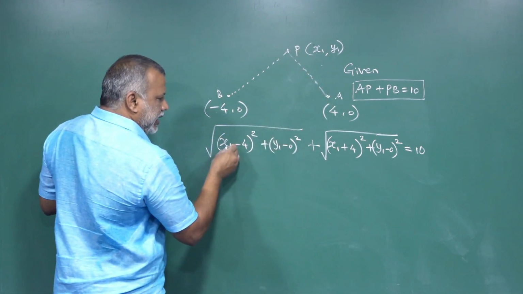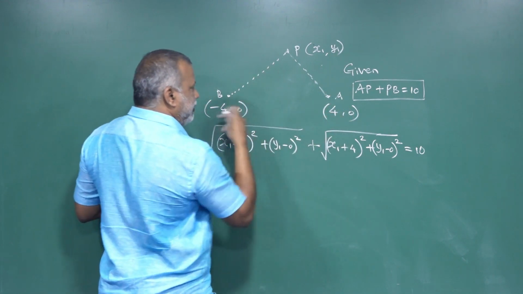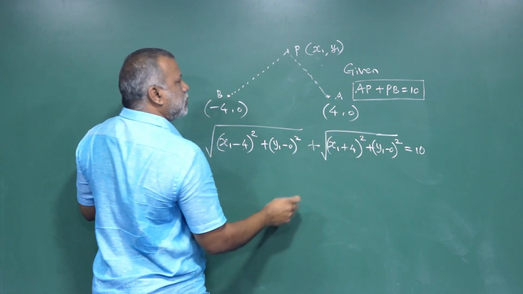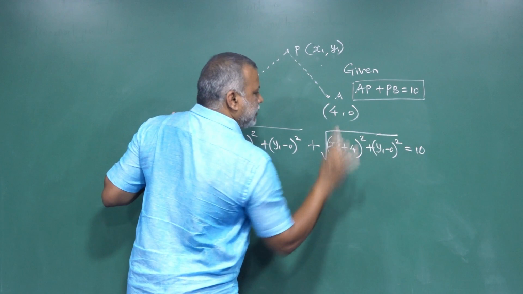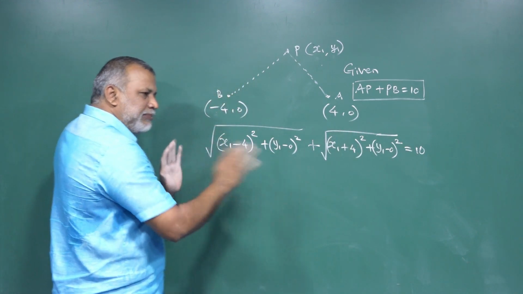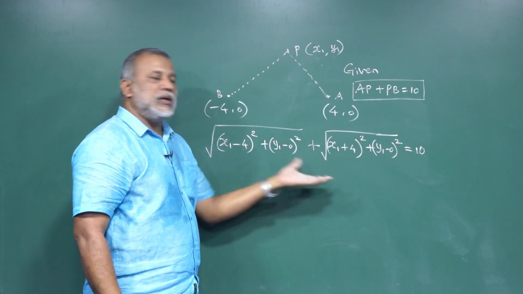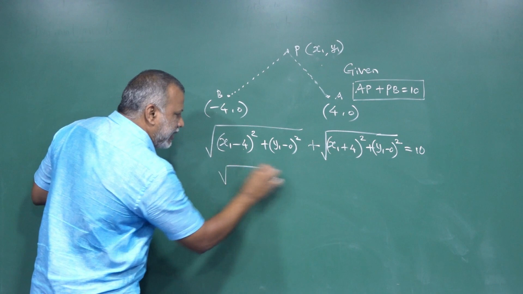AP we are working out: square root of (x1 minus 4) the whole square plus (y1 minus 0) the whole square. BP we are working out: square root of (x1 minus of minus 4, that means x1 plus 4) the whole square plus (y1 minus 0) the whole square. This is equal to 10. Now listen, how to simplify this one? Here we are having two root families. So how are we able to simplify? Keep the one root family here.